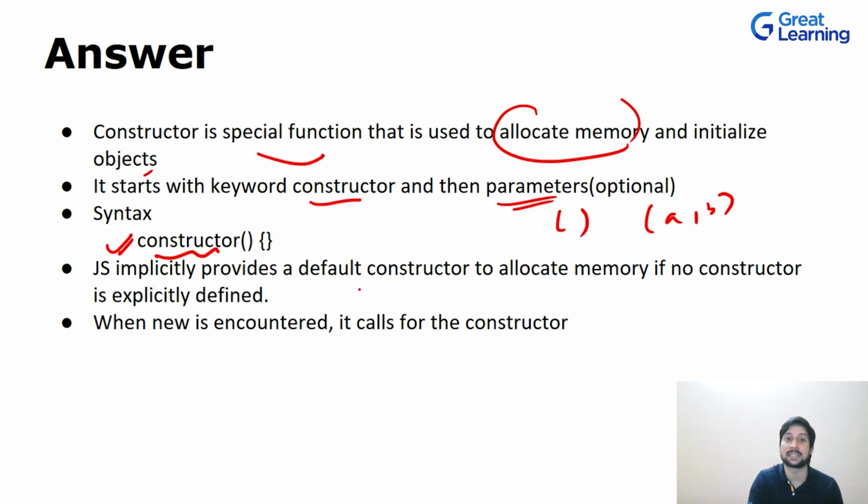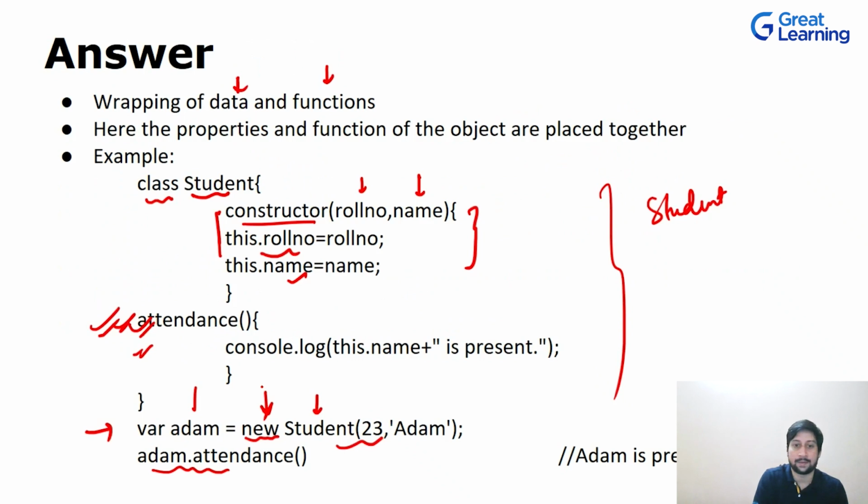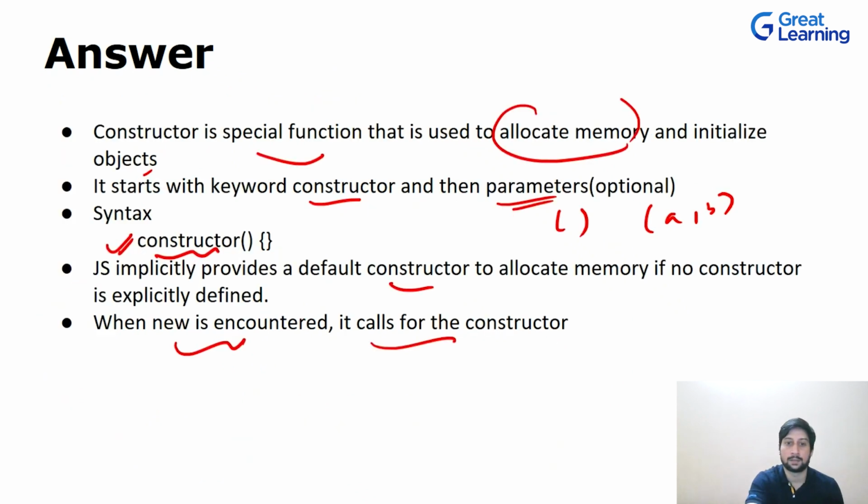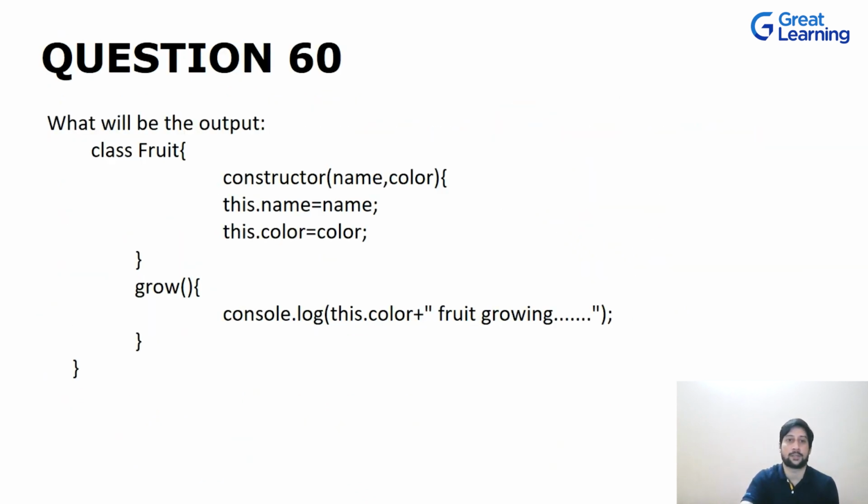JavaScript implicitly provides a default constructor if you don't have one. If there is no constructor defined in your class, don't worry, it will be defined implicitly. And when new is encountered, it calls the constructor. As you can see over here, whenever it encountered this new keyword, it called this constructor, which is over here. Now let's move on to the next question.